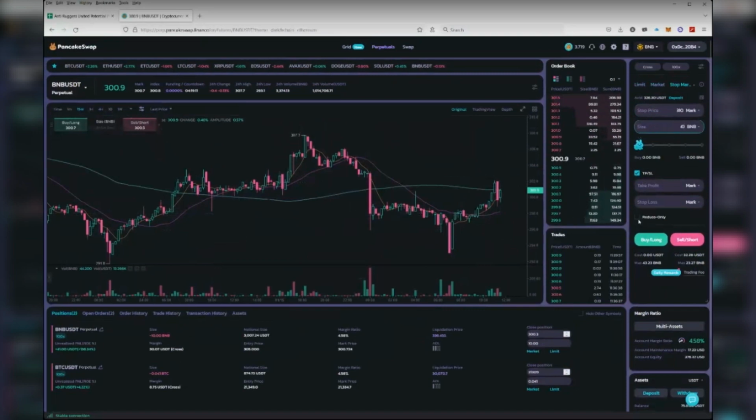And I have to do reduce only. That means it would only buy back if I have negatives, but if I already have BNB that I own, it's not gonna buy. It's only reducing my position.